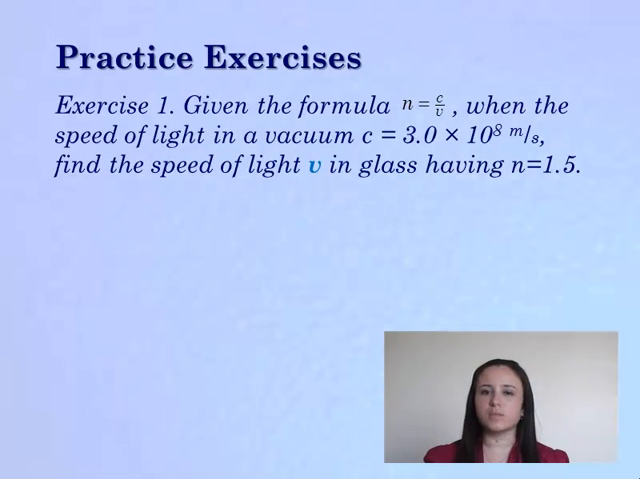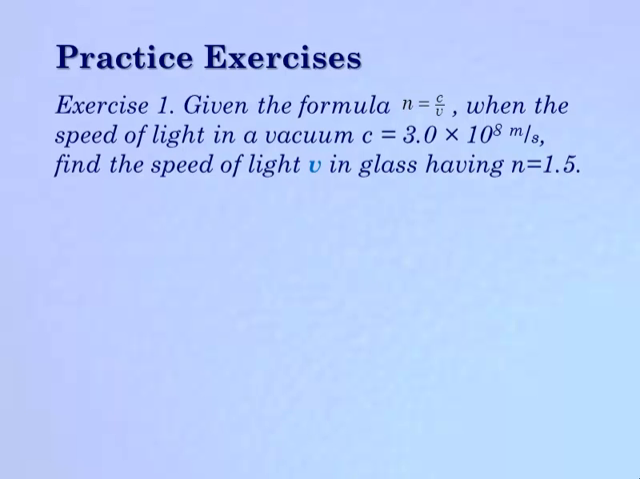Now let's look at some of the practice exercises in the back of the book and see if we can put to use what you've learned in this unit. As before, we will not solve every single one of these practice exercises, but just enough to give you some confidence. Let's look at exercise 1. Given the formula n equals c over v and the speed of light, find the speed of light in a glass having n equal 1.5.